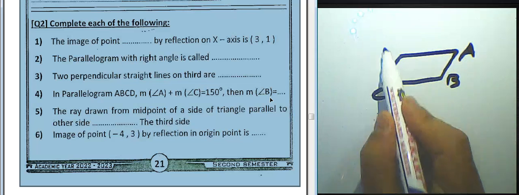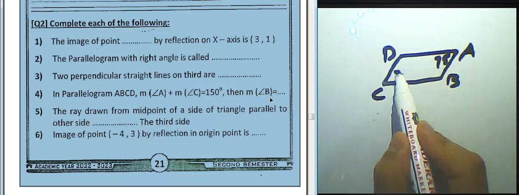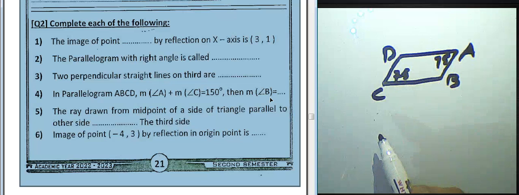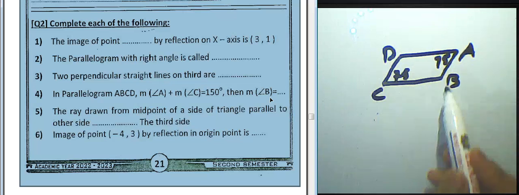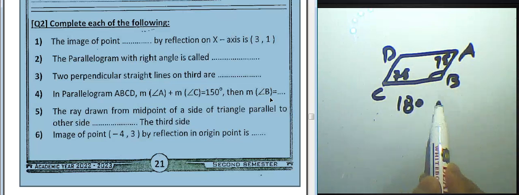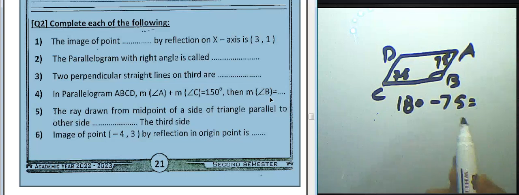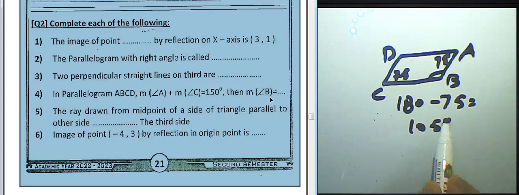We have A, B, C, D. It will be 75 degrees here and 75 degrees here, 150 divided by 2. The measure of angle B equals 180 minus 75, which equals 105 degrees.